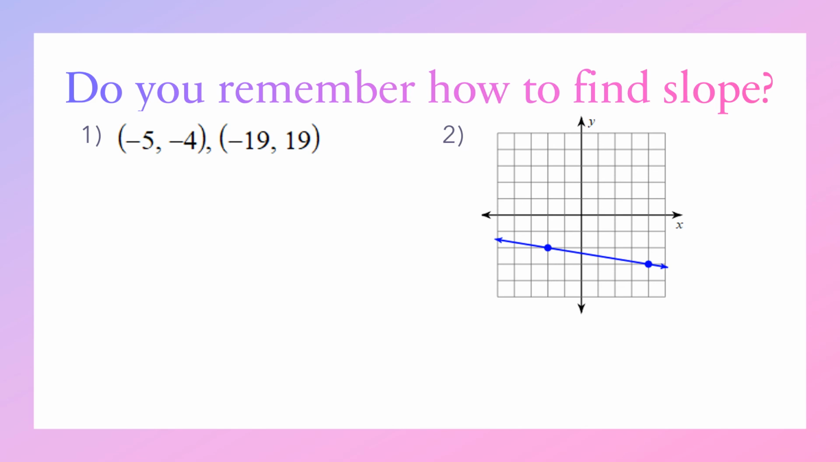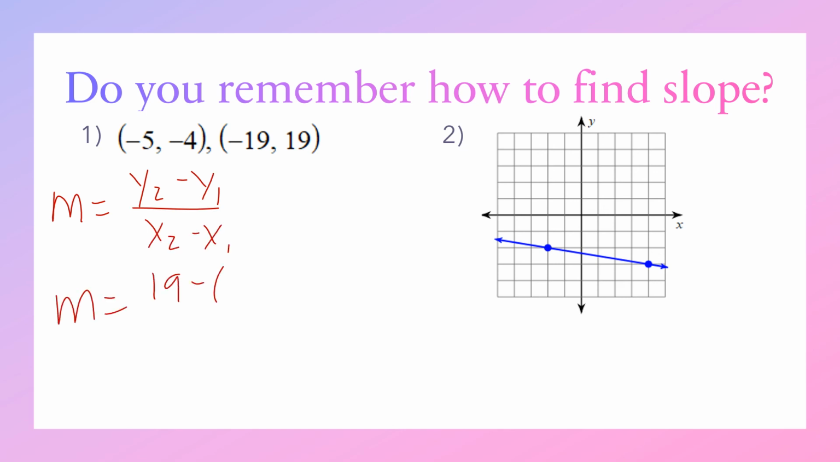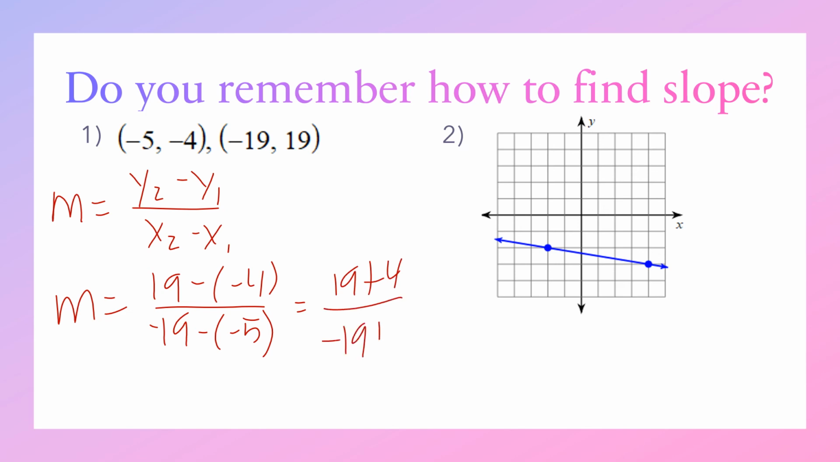Okay, we're not going to do all the last 2 problems, 3 and 4 on your notes. We're going to save those for Friday, but do you remember how to find slope? Slope is y2 minus y1 over x2 minus x1. So for this one, we have 19 minus a negative 4 over negative 19 minus a negative 5. When you have a double negative, it changes to a positive. So we have 19 plus 4 over negative 19 plus 5. So the slope of the first 2 points would be 23 over negative 14. And you can just leave it just like that.